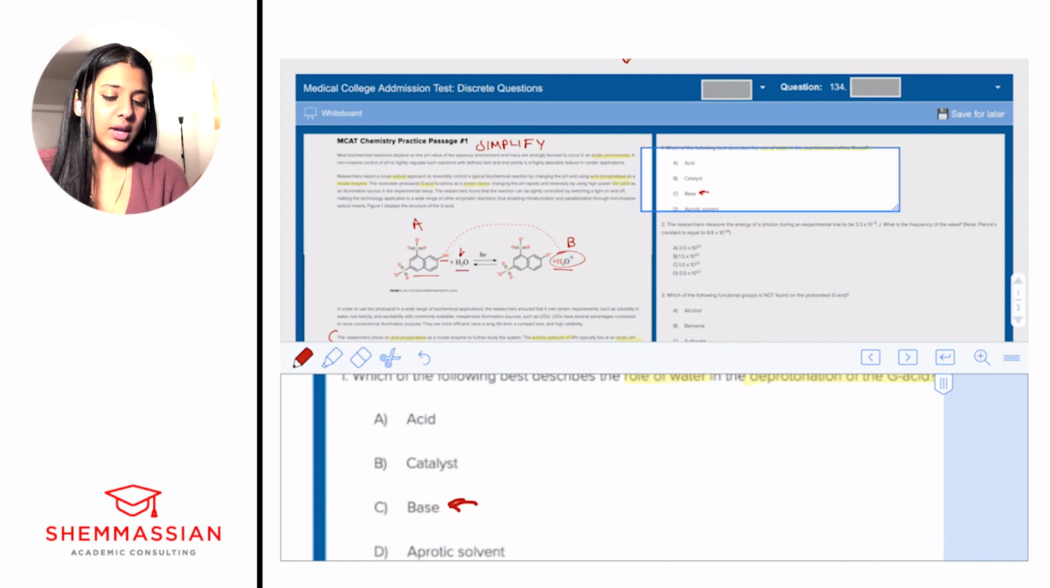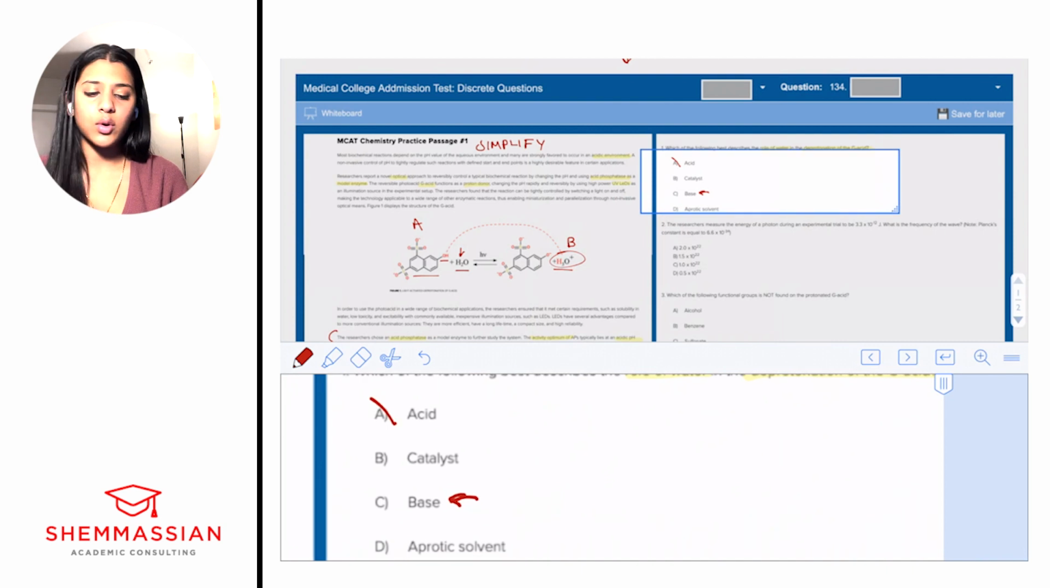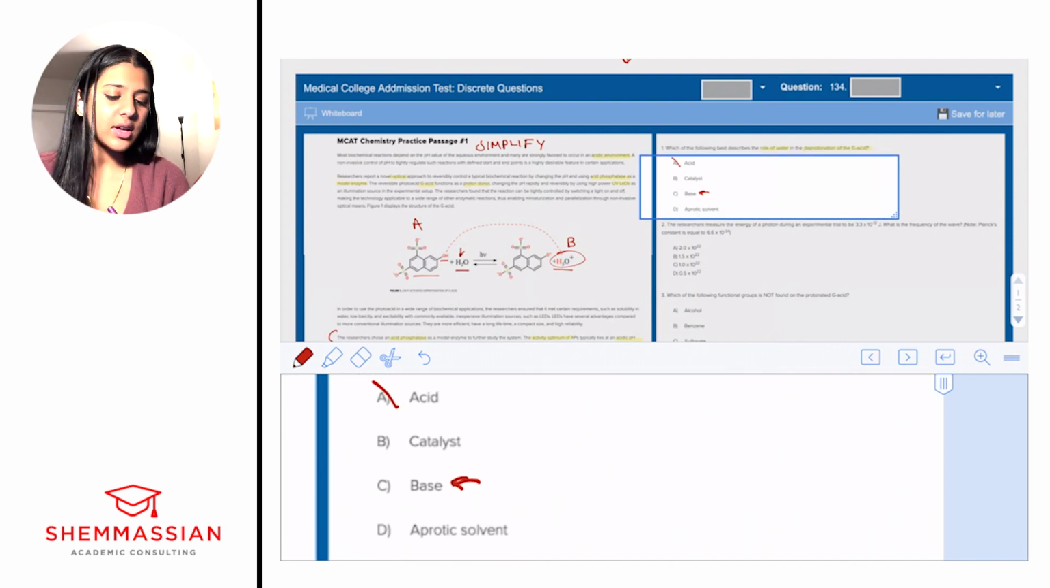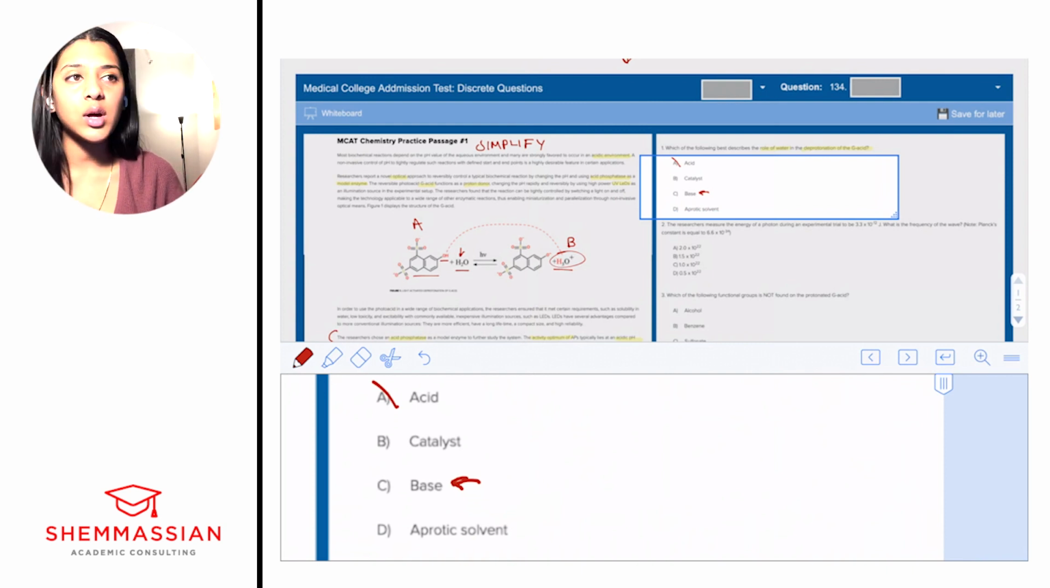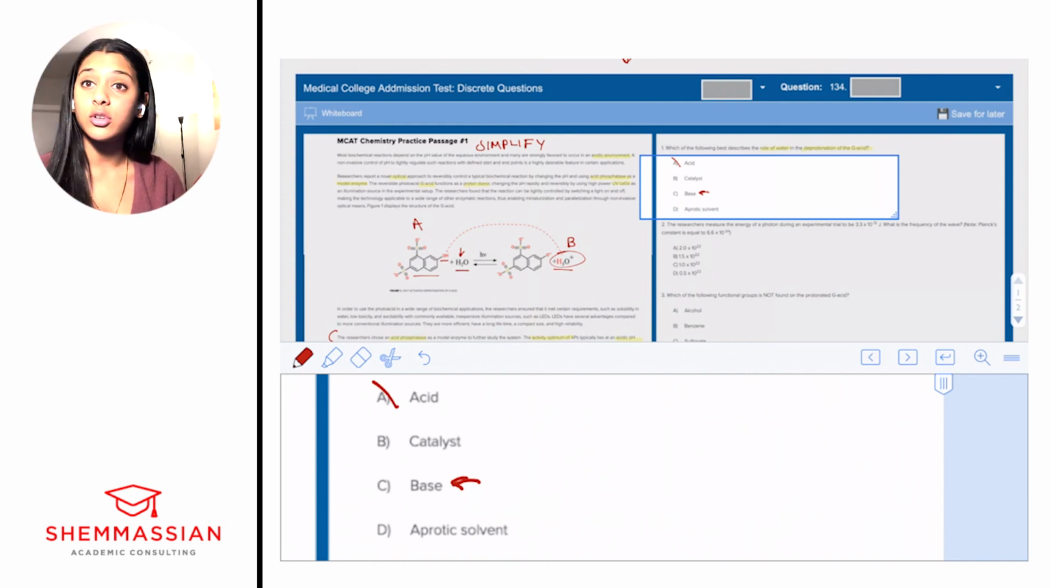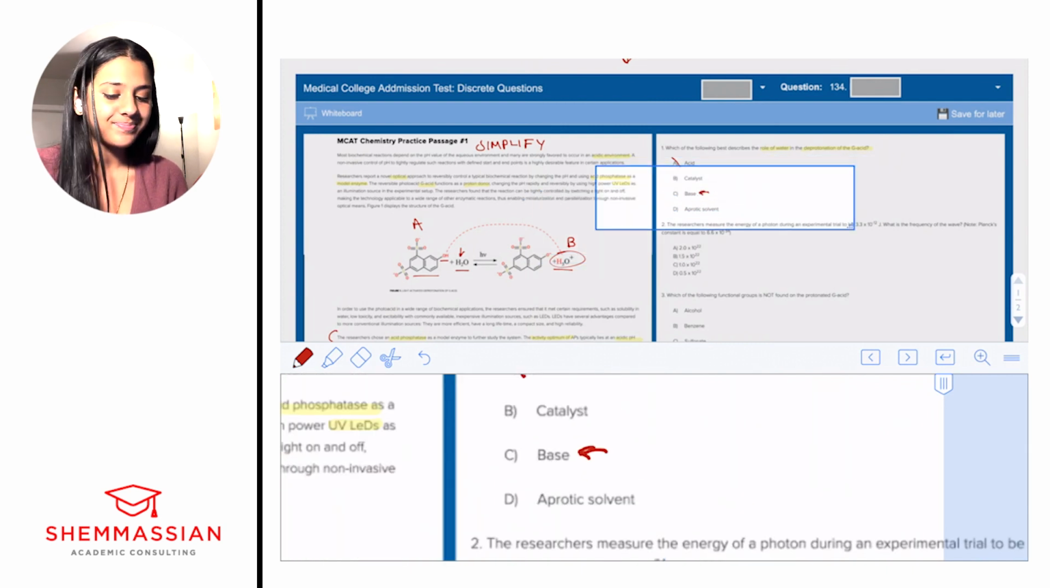And so now we're between base and aprotic solvent. So water, as we know, is definitely not an aprotic solvent. It's a protic solvent and has 2 hydrogens right there. So we can cross out D as well, leaving us with C, base, as the right answer, which is what we thought originally as well, but it doesn't hurt to go through your other choices and make sure you're choosing the right one. All right, let's keep going.